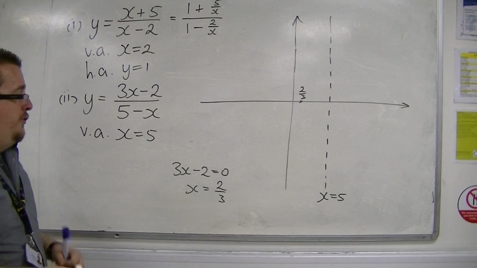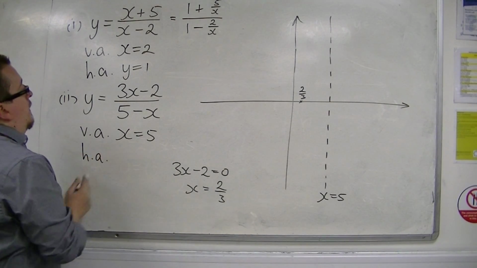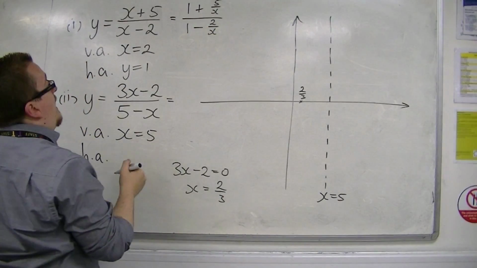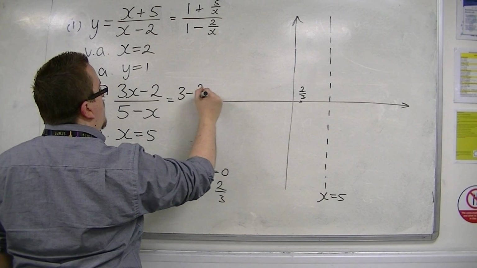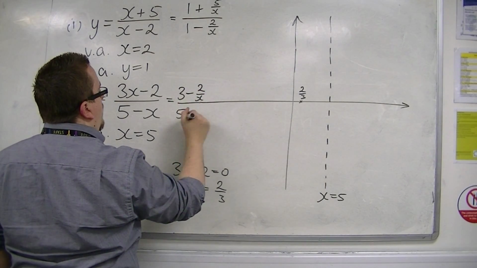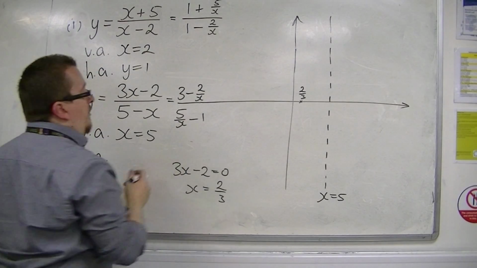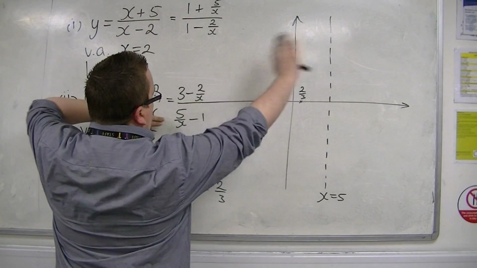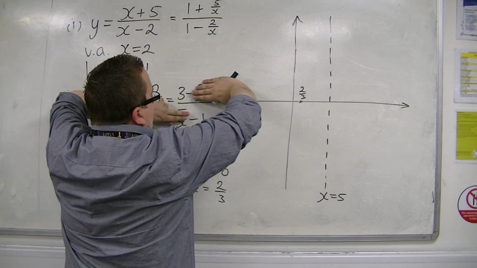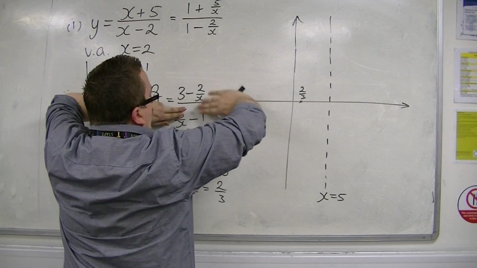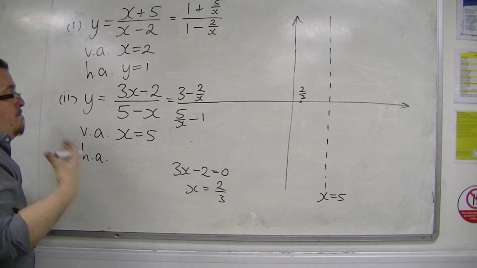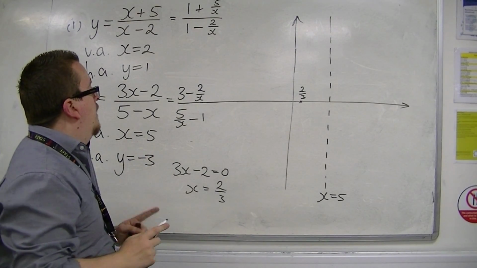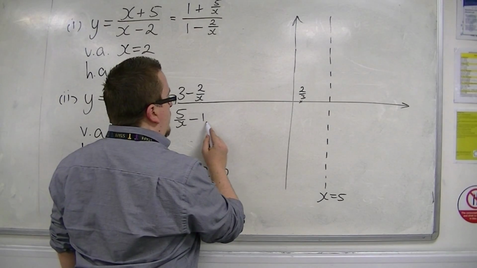How about horizontal asymptote? Okay, so I can use a similar technique to what I did here. Divide top and bottom by x. We're going to get 3 take away 2 over x, over 5 over x take away 1. So as x becomes very, very large, either positive or negative, the 2 over x and the 5 over x will disappear, and we'll get left with 3 over minus 1. So that would be minus 3. So we would expect a horizontal asymptote at y is equal to minus 3.